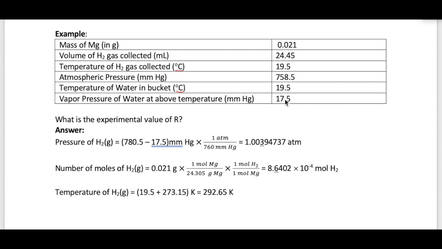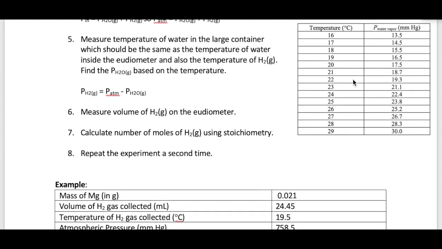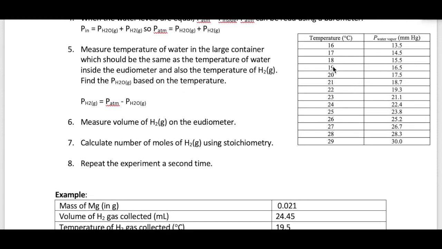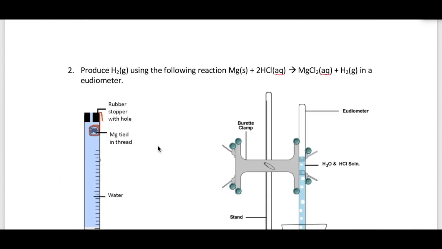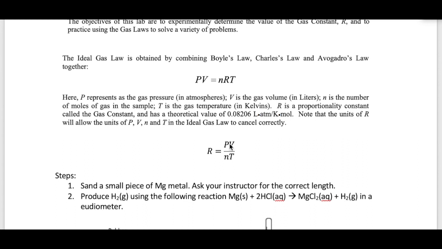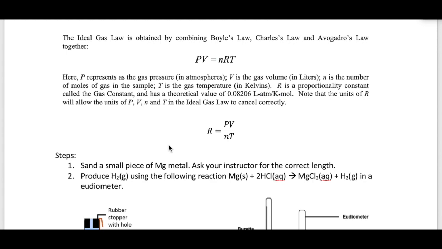Now, how do I get that 17.5? Just by looking at this table right here. So if the temperature is 19.5 degrees Celsius, I round it to 20, and that will give me 17.5 millimeters of mercury. Now, some instructors might ask you to take an average of the value between 19 and 20 and get 17 instead here. That's fine as well. All right, so the question is, if you have all this data, how do you calculate the value of R? Well, going back to the original equation, R is calculated by taking PV over nT. So I need to get all these four parameters, P, V, n and T.